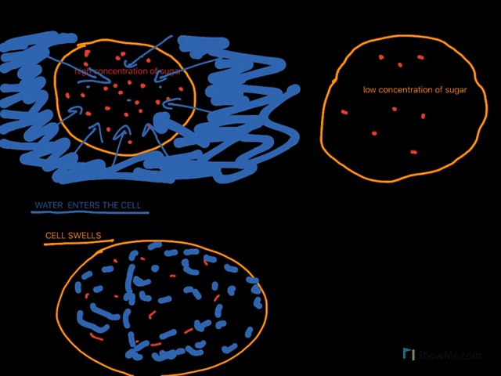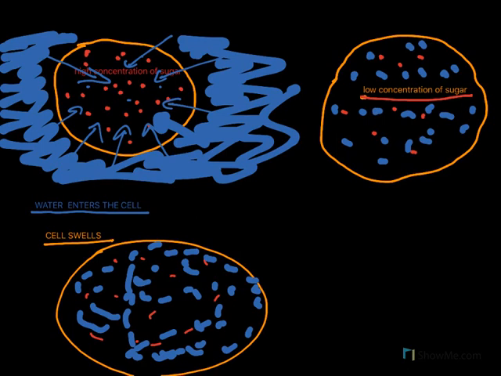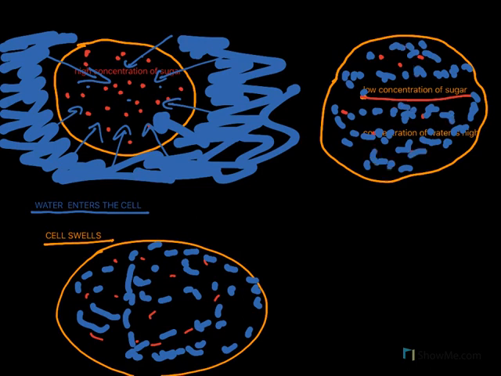We take another case where here is a cell where the concentration of sugar is low. A low concentration of sugar means there's a high concentration of water inside the cell. There is a lot of water in the cell. So in this case, what do you expect to happen to the cell? Since the concentration of water is very high, you expect the water to leave the cell.